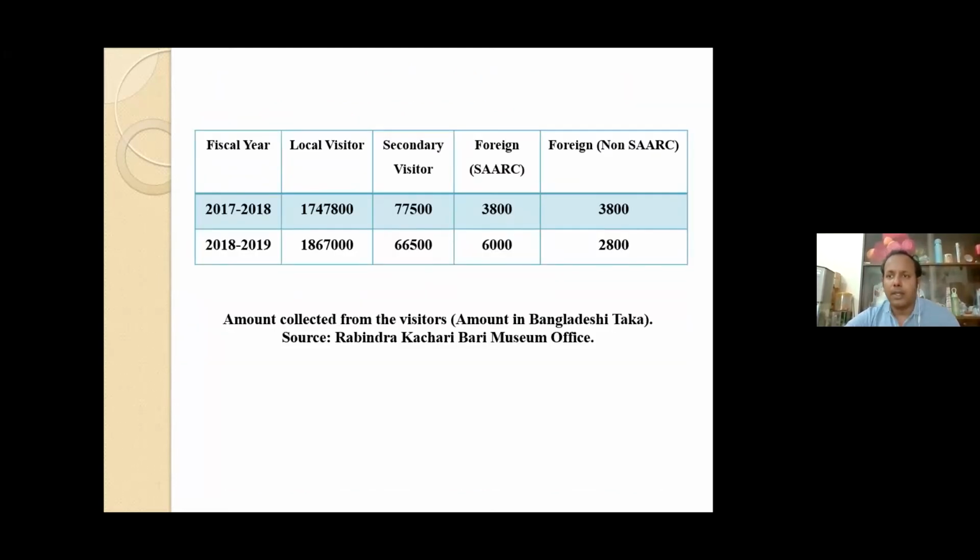purposes. This is the statistical data from the 2017-18 fiscal year and the 2018-19 fiscal year, showing how much the museum earned from the visitors. I collected the amount collected from the visitors from the Rabindra Kachari Bari Museum office. In the subcontinental context, there are SAARC nations and non-SAARC nations, so the visiting fee for SAARC nations is different, and for non-SAARC nations it is another. Local visitors, SAARC foreign visitors and non-SAARC foreign visitors used to visit this place many times before the pandemic.